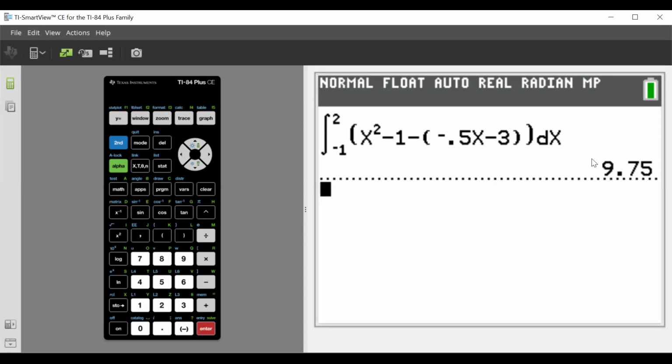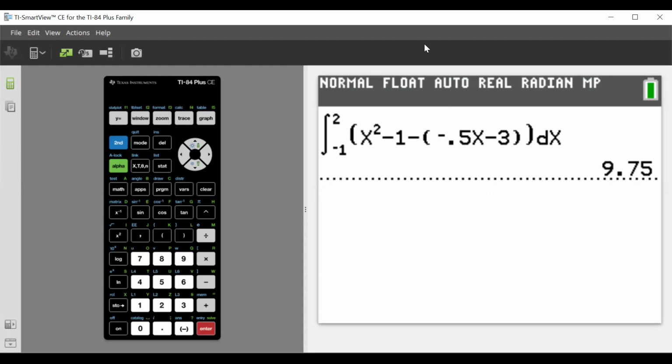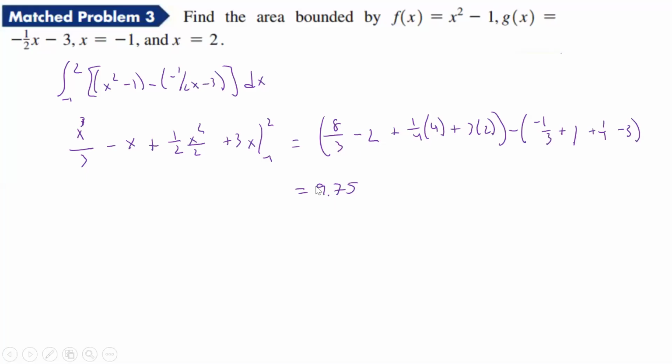and hopefully that gives us 9.75, which it does. So we can do this in our calculator really quick, but we can also do it by hand, doing the integration and getting our stuff, plugging it in, get our value, and get our answer that way.